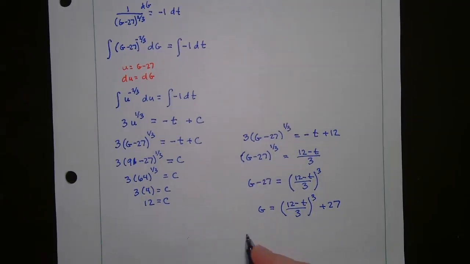So, okay. So g of t would be the function (12 minus t over 3) cubed plus 27. Now, there's other ways you could solve this, okay? There's other ways you could get g by itself. And so I want to make that really clear. This is not the only, this is one version of the answer, okay?